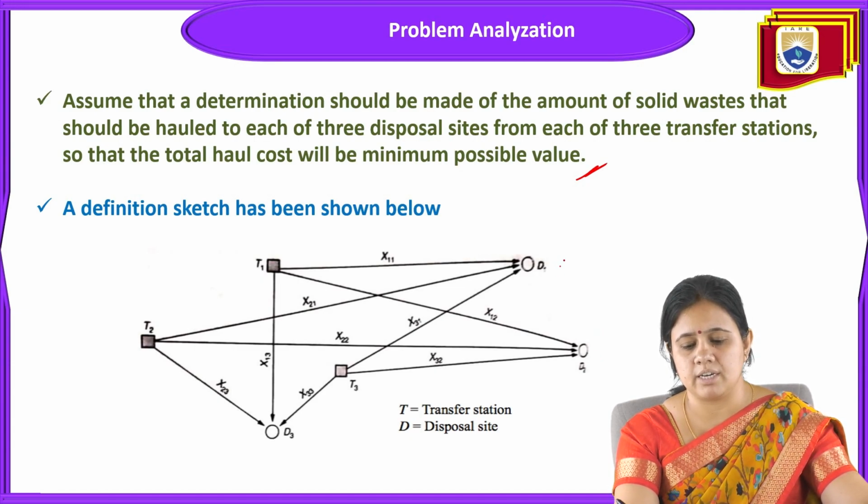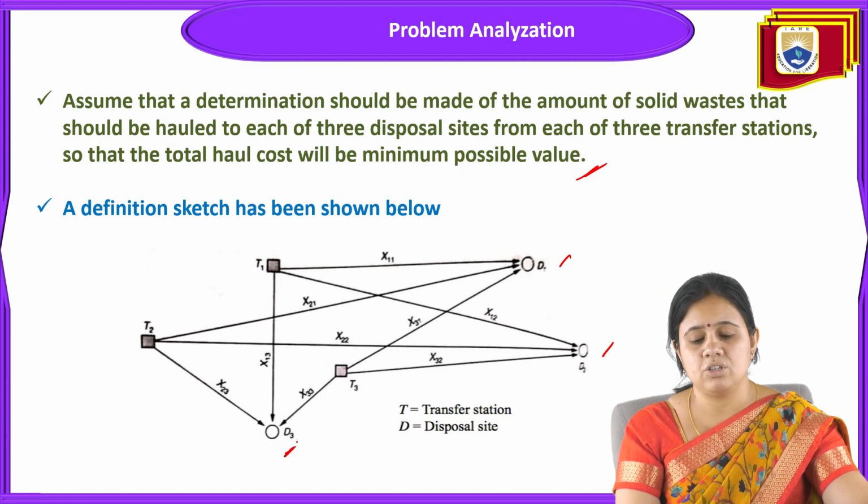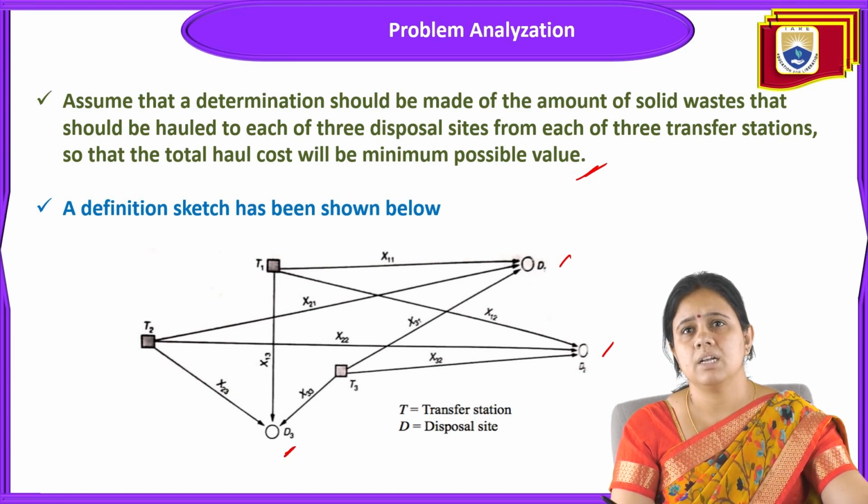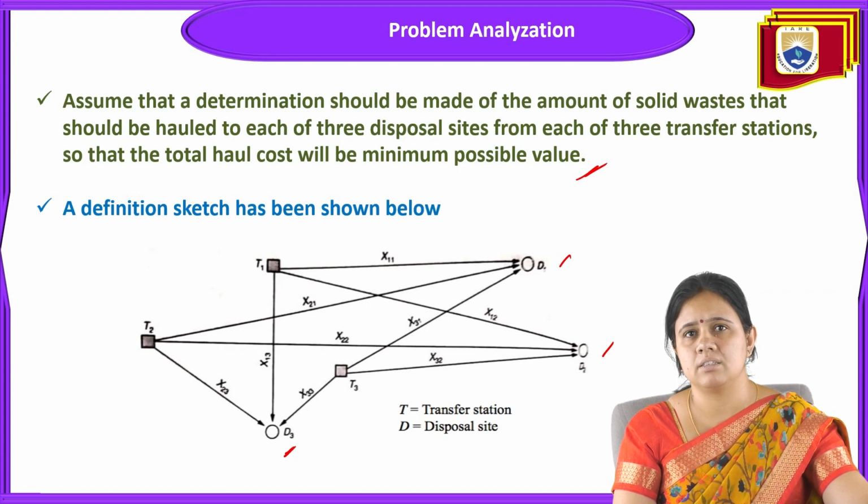See, three disposal sites, D1, D2, D3. So from each of the three transfer stations to each of the disposal sites, the total haul cost will be minimum. So you can see that this is the definition sketch.